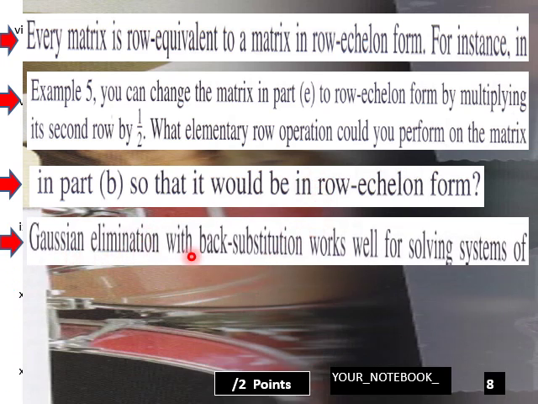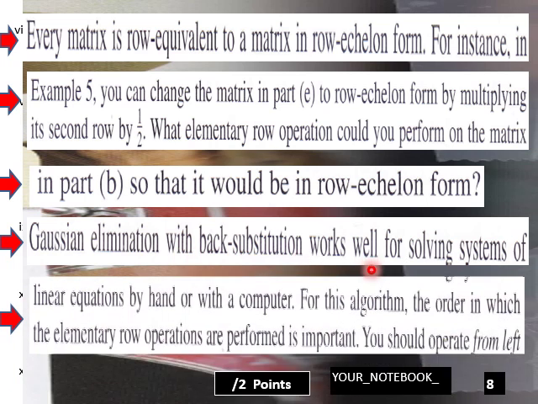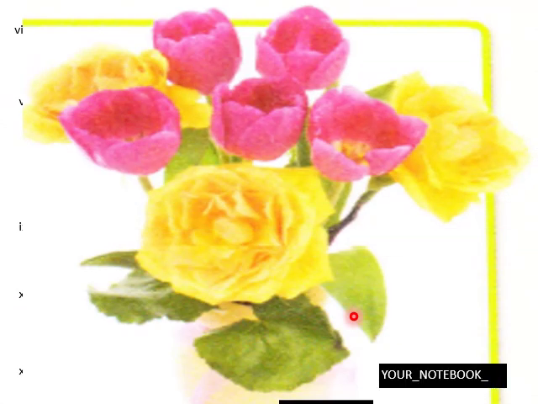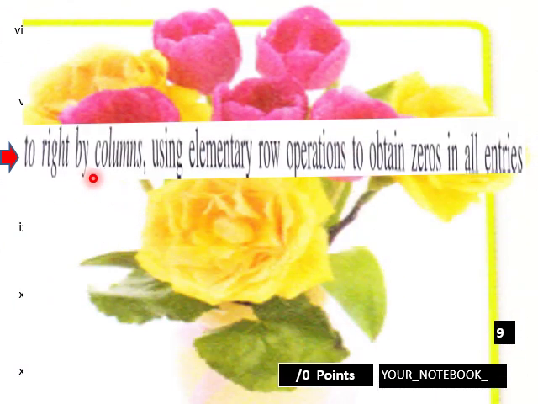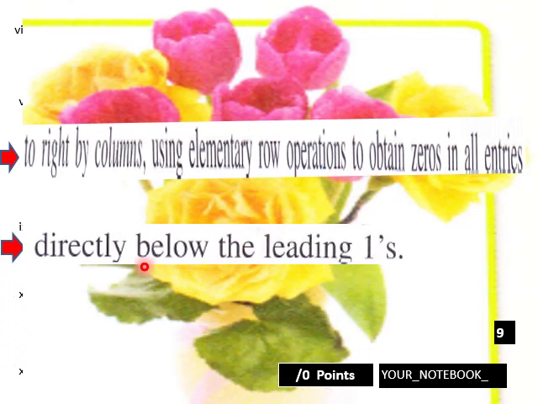And the Gaussian elimination with back substitution works well for solving systems of linear equations by hand or with a computer. For this algorithm, the order in which the elementary row operations are performed is important. You should operate from left to right by column using elementary row operations to obtain zeros in all entries directly below the leading ones. So this is the idea behind the algorithm you use for row operations.